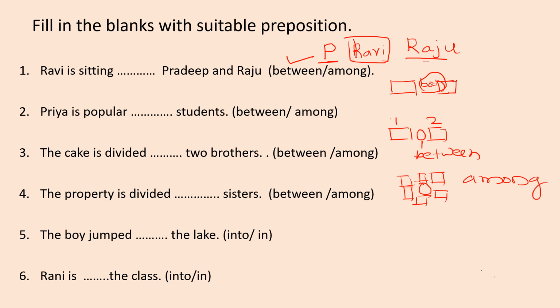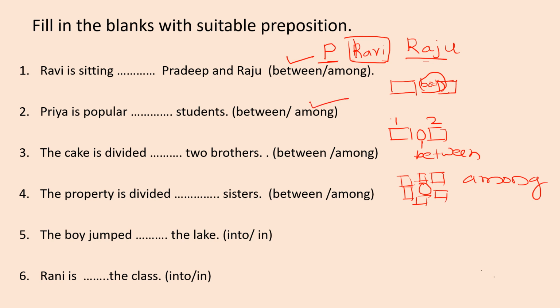It's very important here. Now, Priya is popular. Have I mentioned any two? No. That's the reason. Maybe so many students are there, and compared to them, she was popular. So that time the answer is among.